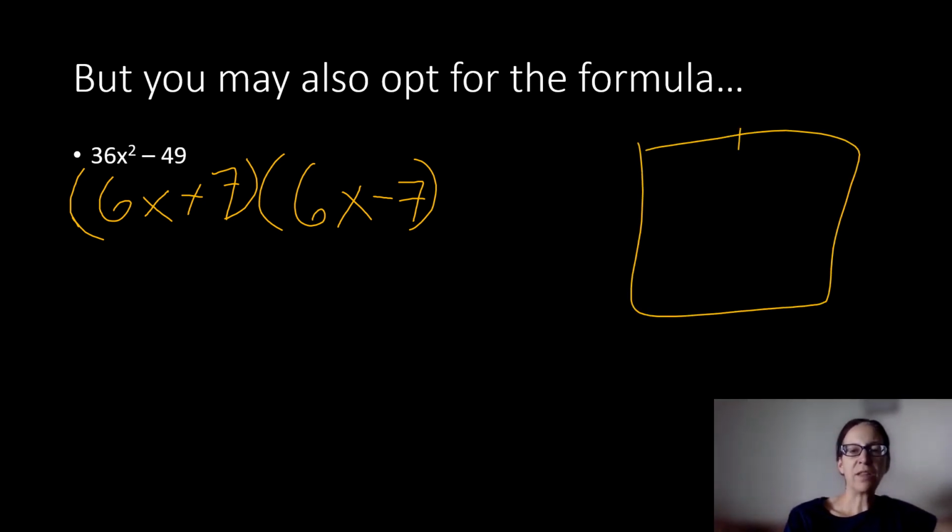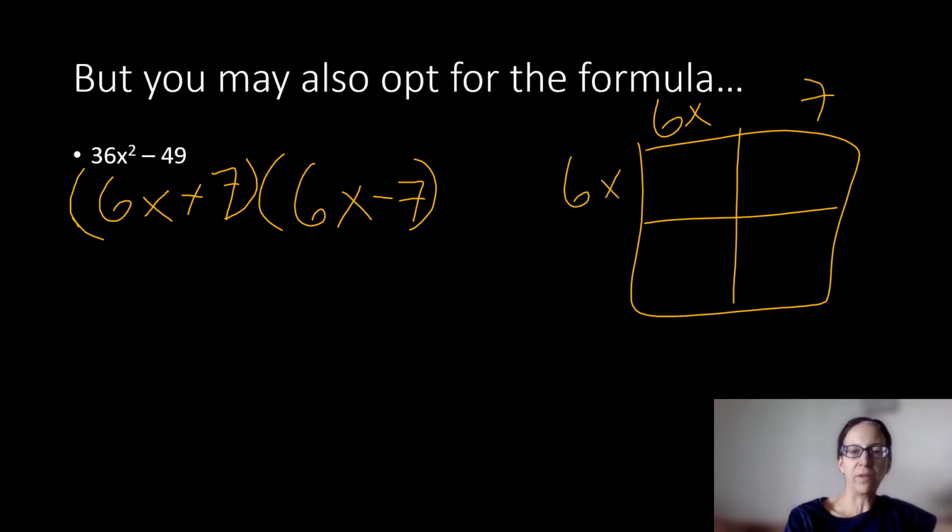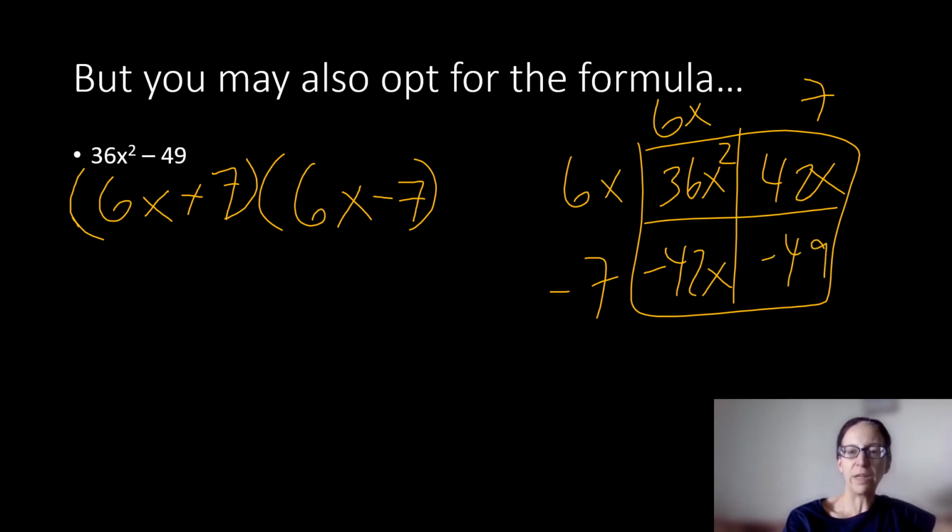You could check that if you wanted to by using our area model to multiply it together. Okay, so 36x squared, positive 42x, negative 42x, and negative 49. Okay, so you can see there that, yep, the diagonals would cancel out and you would be left with 36x squared minus 49.